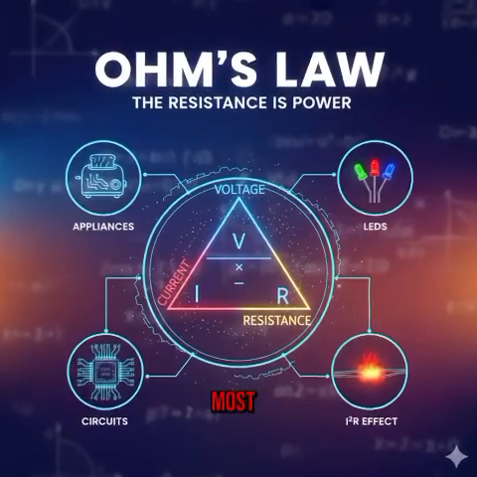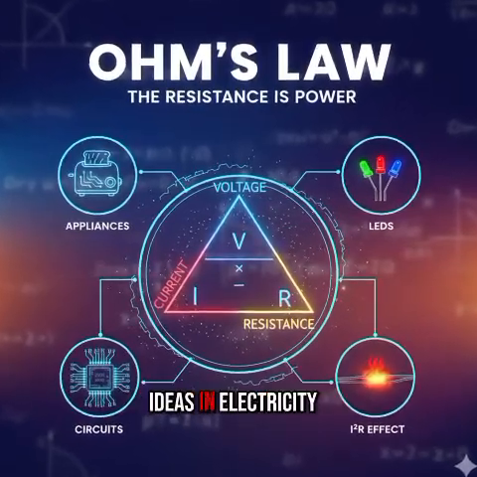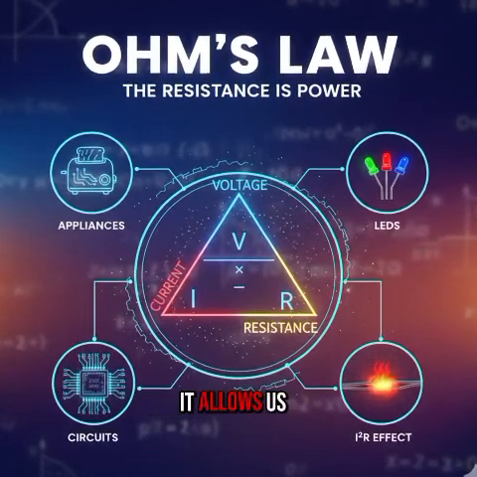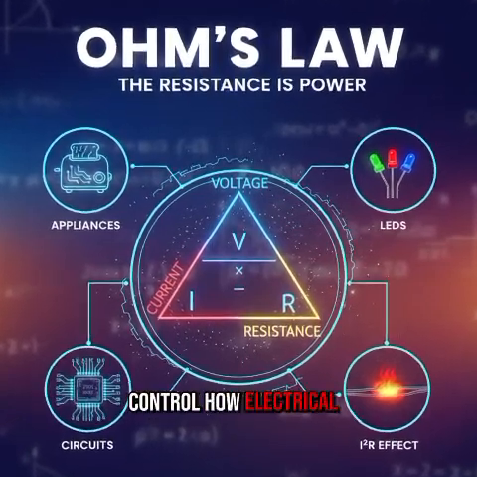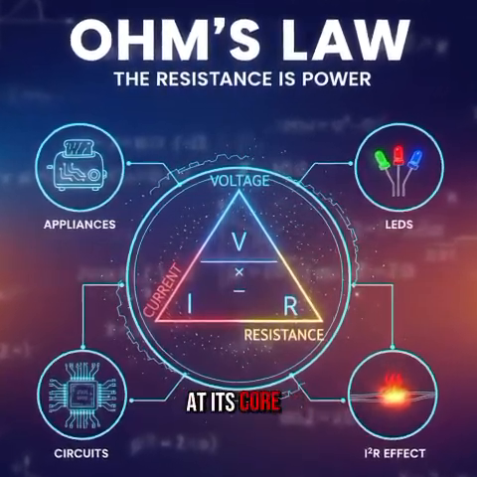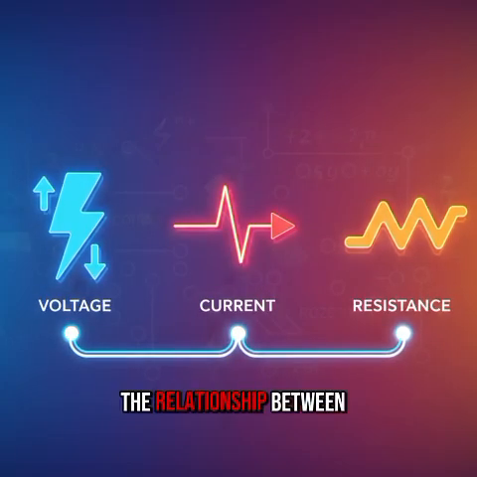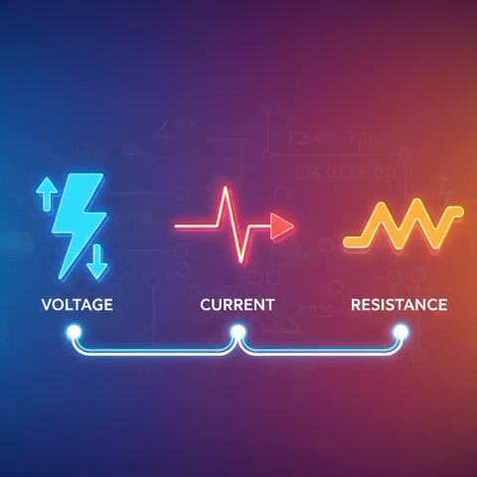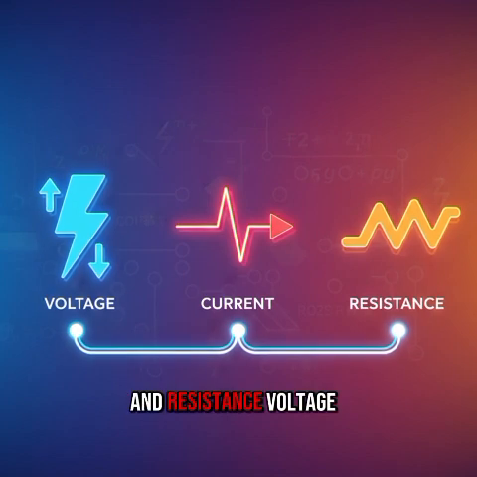Ohm's law is one of the most important and foundational ideas in electricity, and understanding it allows us to predict and control how electrical circuits behave. At its core, Ohm's law describes the relationship between three key quantities: voltage, current, and resistance.